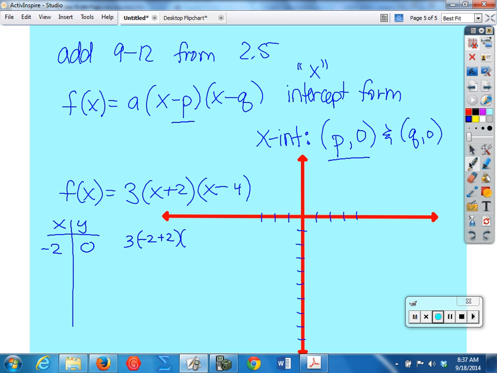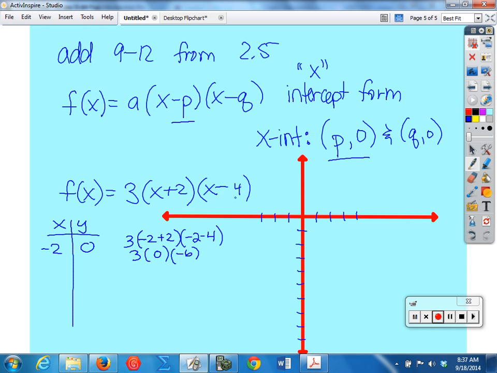This is going to be 3. What is negative 2 plus 2? 0. And that's why this is the x-intercept, because 0 times anything is just going to be 0. So if I can plug in something that makes one of these two 0, negative 2 makes this one 0, what makes this one equal to 0? 4, which is the opposite of this, right?